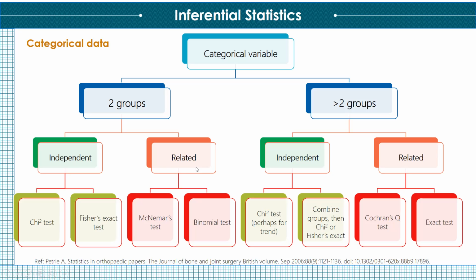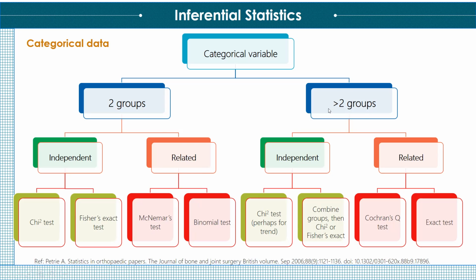What about two groups that are related? So this will be a categorical variable, for example, stage of disease in a patient over time. So it's related because there are two time points for the same patient. So the time points are related to the same patient. And in this case, different statistics will be applied.